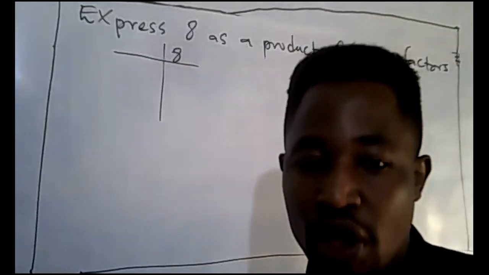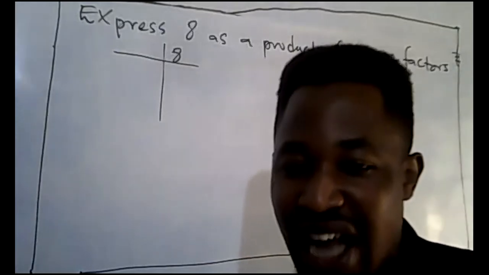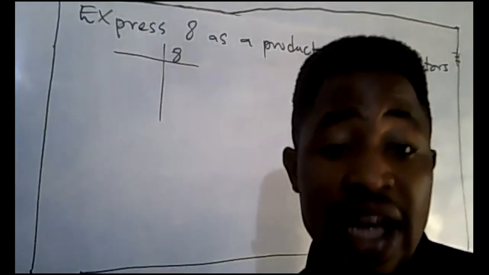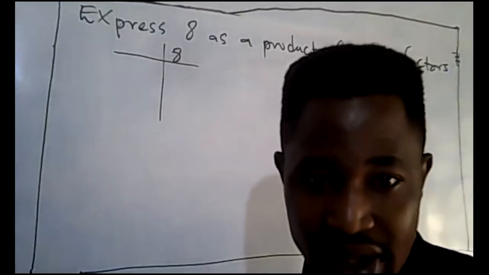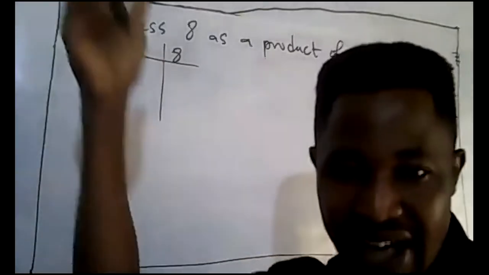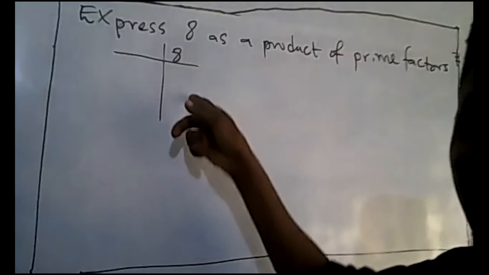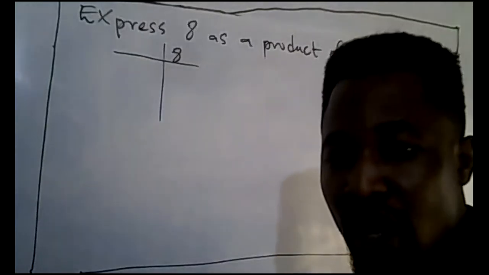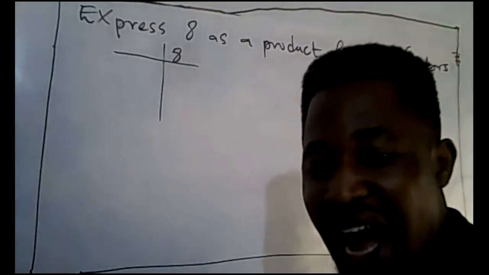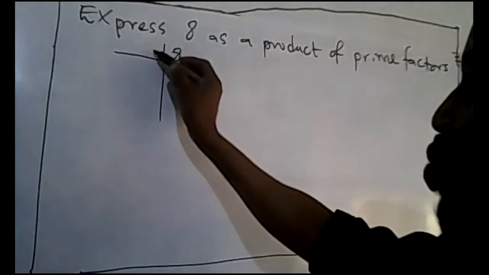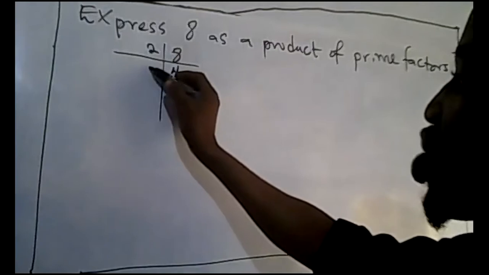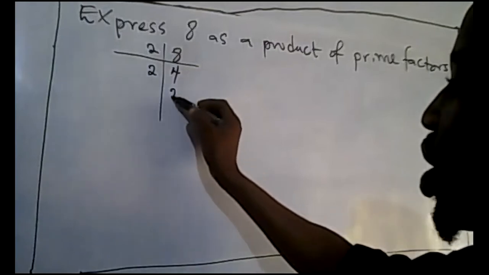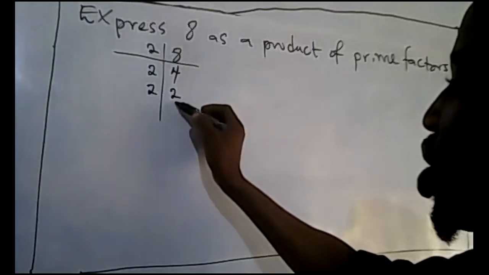Examples are 2, 3, 5, 7, 11, 13, 17, 19, 23, like that. We will continue to divide this 8 with prime numbers until we arrive at 1. So the first prime number is 2. 2 into 8 is 4. Next one is 2. 2 into 4 is 2. 2 into 2 is 1.